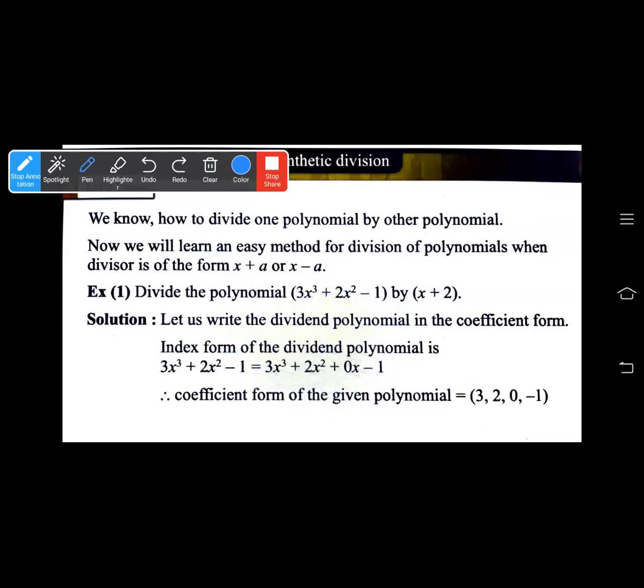Now you will have to find the missing term, which is 0x. So we will add 0x into it. So we will get the index form 3x cube plus 2x square plus 0x minus 1. This way you'll have to write.